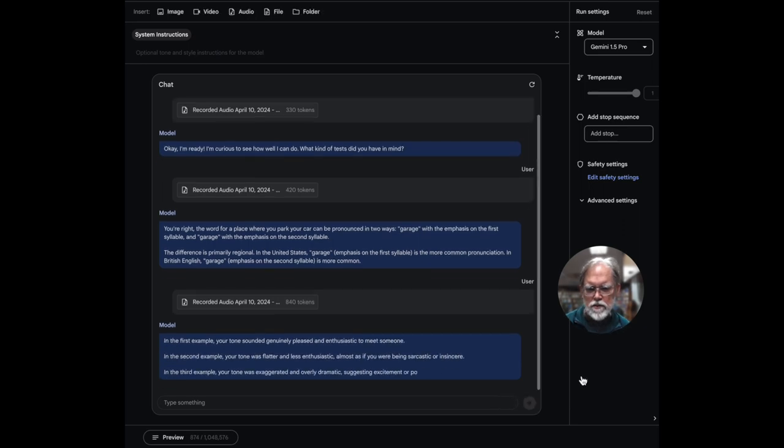In the first example, your tone sounded generally pleased and enthusiastic. In the second example, your tone was flatter and less enthusiastic, almost as if you were being sarcastic or insincere. In the third example, your tone was exaggerated and overly dramatic, suggesting excitement or possibly nervousness. That's pretty good. Okay, that's pretty good.